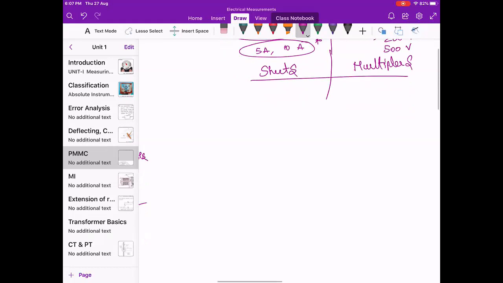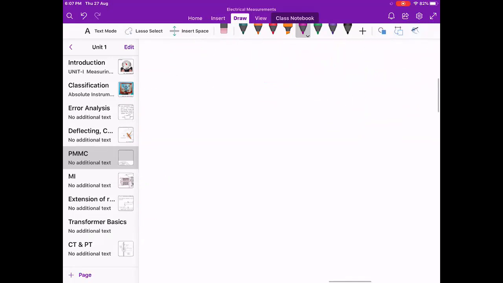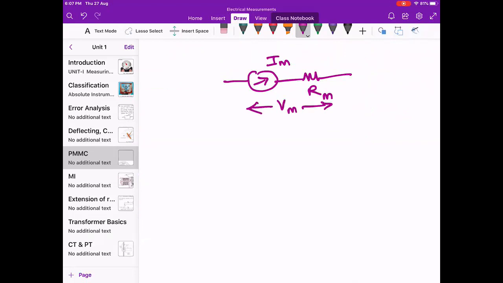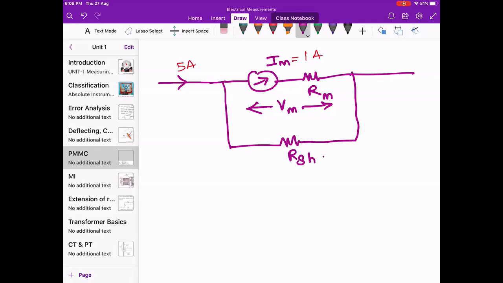Next, see, basically a PMMC device can be represented like this. Only a resistor will be there, RM, and this is the voltage VM correspondingly. Now we have to measure the new current or extra current. Let's say the meter current is IM. For your understanding, I am taking the IM value as 1 ampere. But I want to measure 5 amperes. That extra part will go through like this, and this resistance value you have to find out.